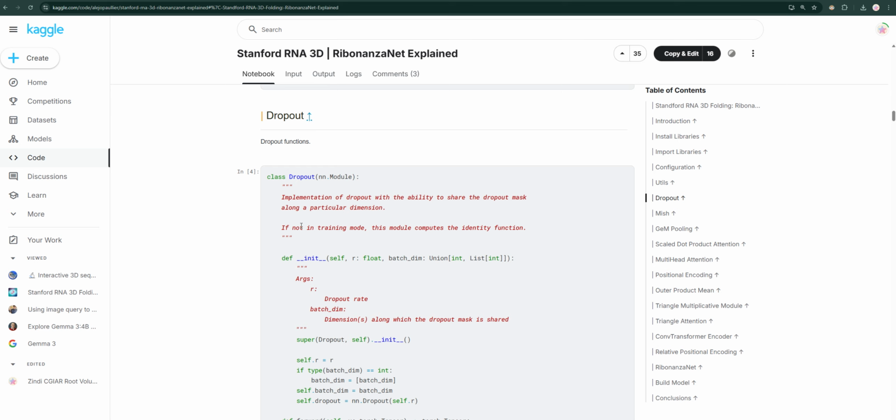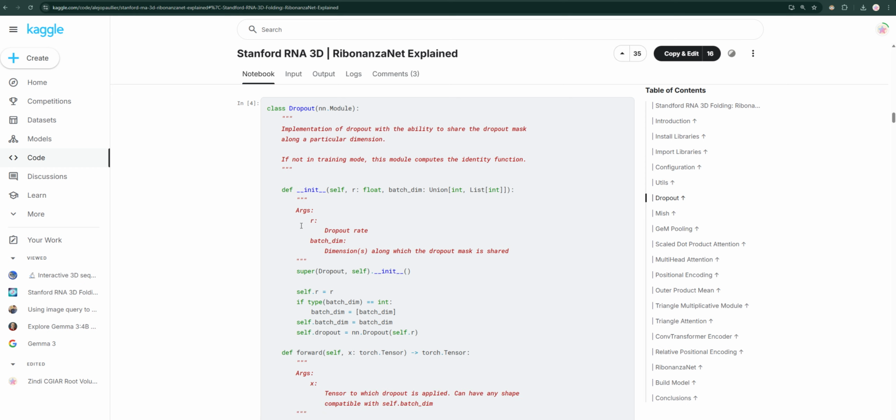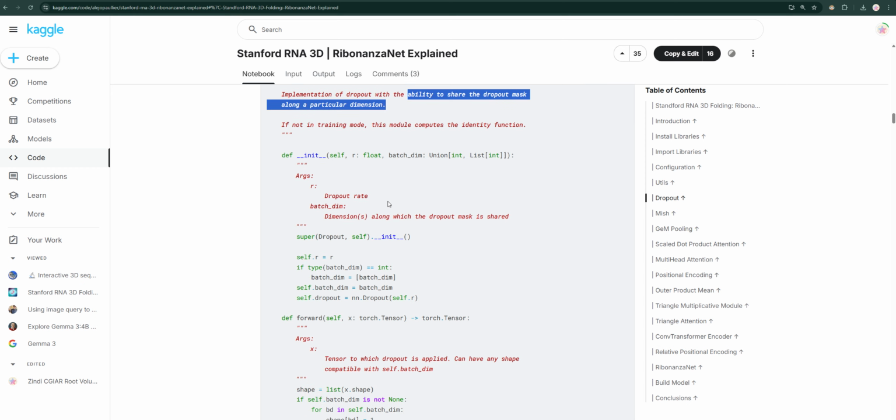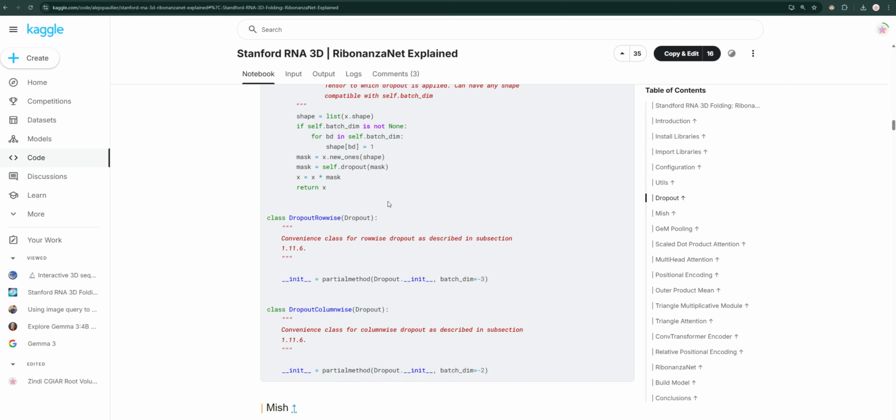Now we get to the neural network components, starting with specialized dropout implementations. You're probably familiar with regular dropout as a way to prevent overfitting, but RibonanzaNet uses some specialized versions. There's a custom dropout class that can share the dropout mask along specific dimensions, plus variants called DropoutRowwise and DropoutColumnwise that apply dropout across rows or columns. These specialized implementations help regularize the model in ways that respect the 2D structure of the pairwise representations, important when you're modeling interactions between nucleotides.